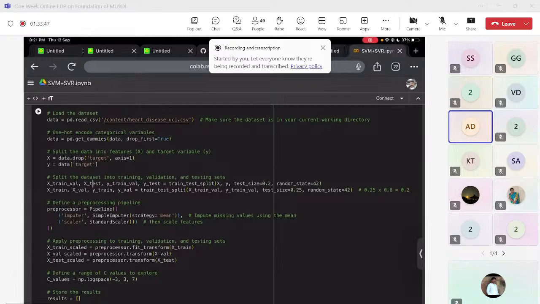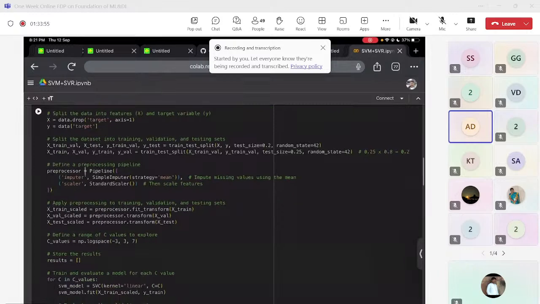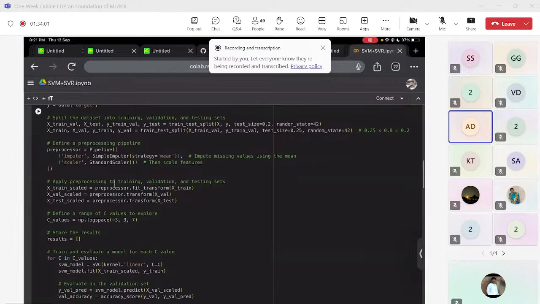This test is your final test set. This train-val is further split into two more parts called your train and validation. Now here you create your pipeline. You want your imputer to be a mean strategy SimpleImputer. Then you also define your StandardScaler.